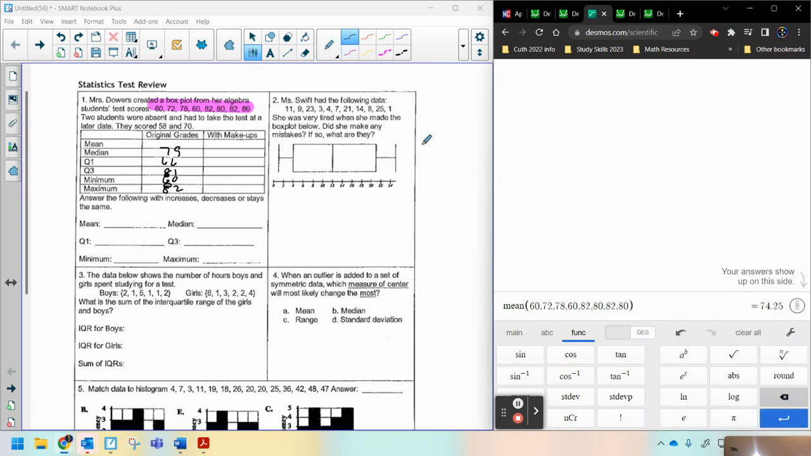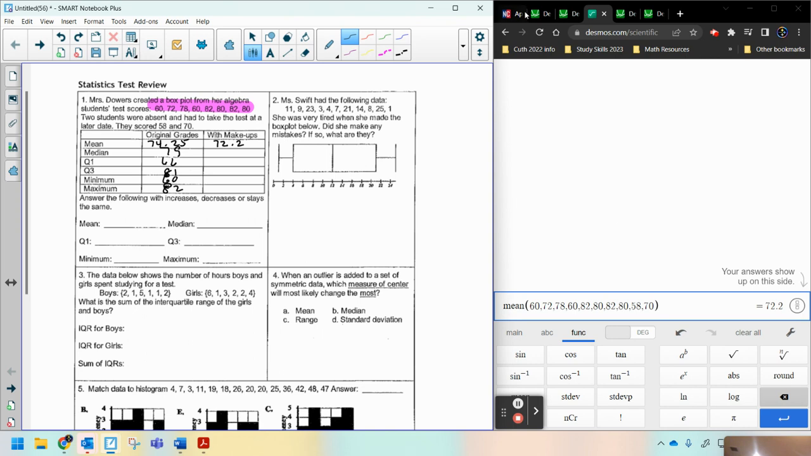74.25 was the mean of the first one. And then if we added the other two numbers in, we'll get the mean of that. The other two numbers that they want us to add in are 58 and 70. And our mean is 72.2.